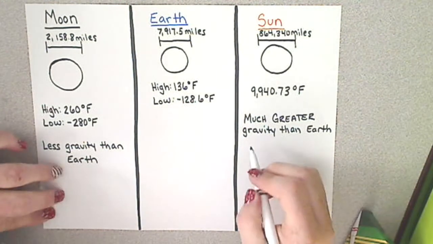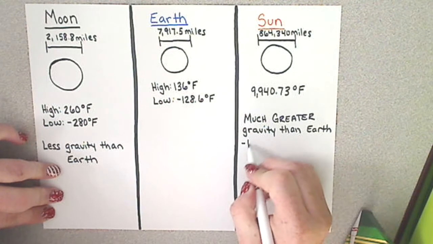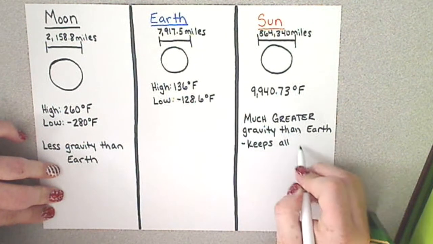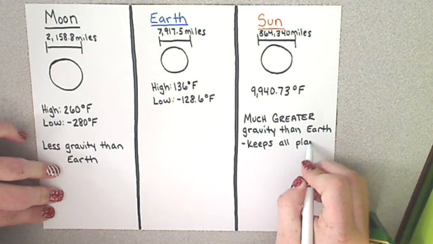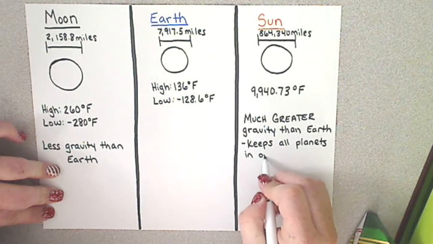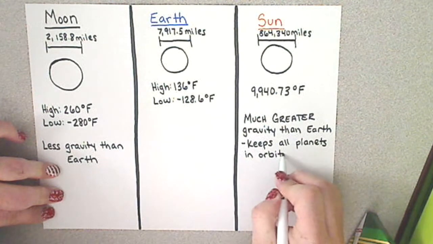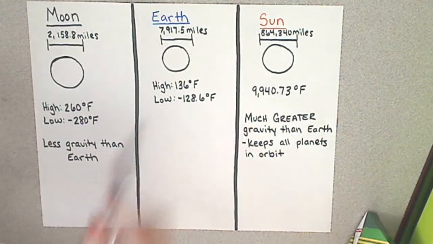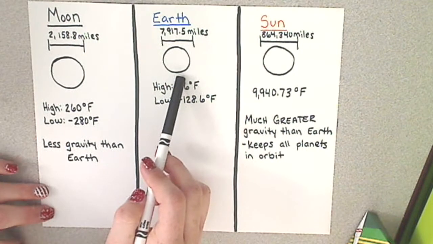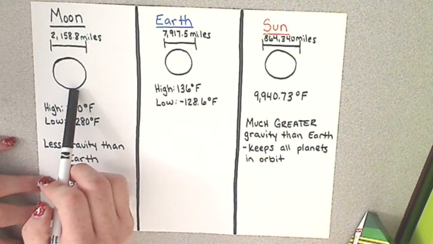So the sun's gravity keeps all planets in orbit. Okay, and then each planet, based on its size, has a certain amount of gravity pull on things around it, and Earth's gravitational pull is what keeps the moon in orbit.